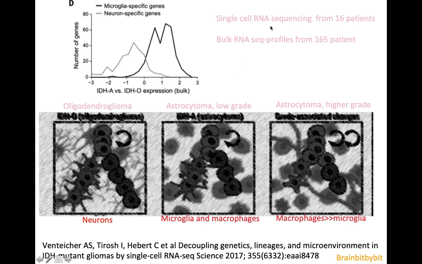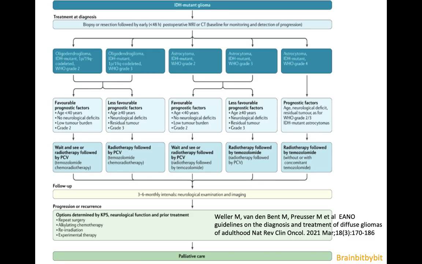And they looked at tumor cells from 16 patients and bulk tumor from 165 patients, and they found that astrocytomas have more macroglial cells and macrophages, and oligodendrogliomas have more neurons in their tumor microenvironment. And if you advance in grade, there's an increase of macrophages over macroglial cells. And the tumor microenvironment is also very important for the prognosis and the therapy.